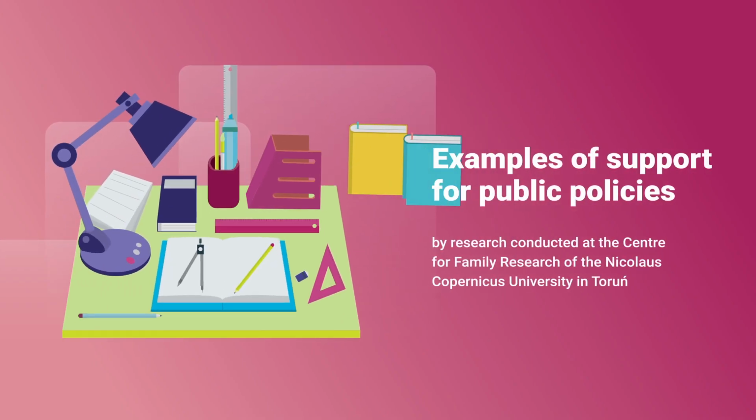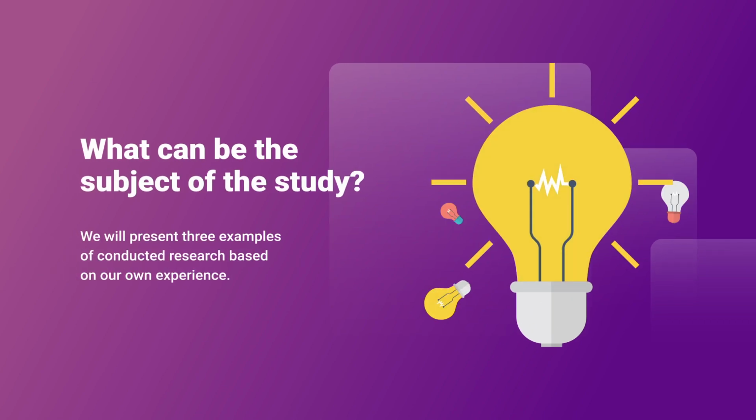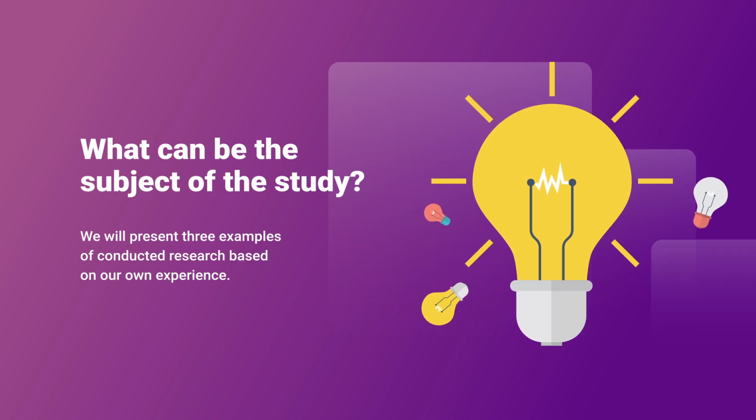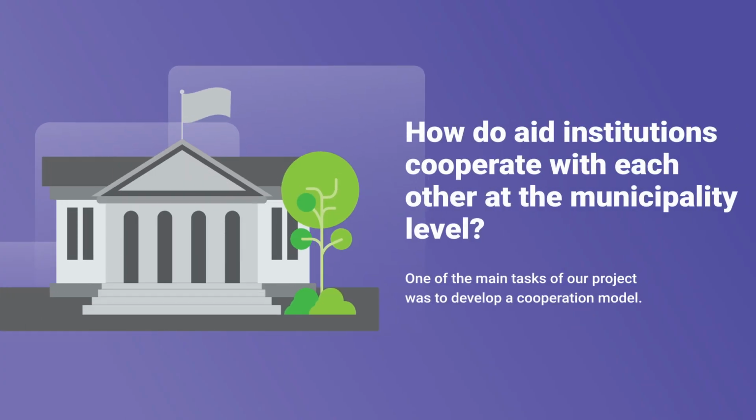Examples of support for public policies by research conducted at the Center for Family Research of the Nicholas Copernicus University in Toruń. We have explained why research is important and how it can be used to support decisions around social policies. The next step is to determine what the subject of a study could be. In order to introduce a little more to this subject, we will present 3 examples of conducted research based on our own experience. How do aid institutions cooperate with each other at the municipality level?